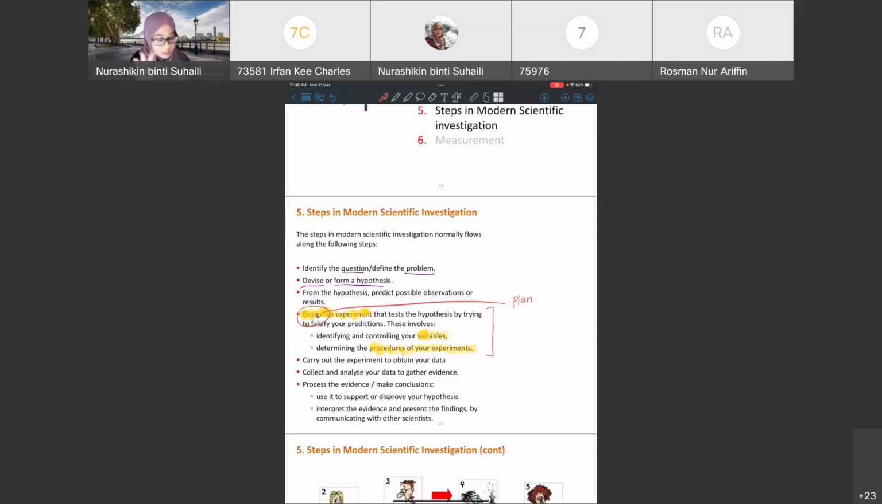Okay, bukannya you design ni bukannya macam you lukis ke apa, tak. Design means that you have to plan. You have to plan. Yeah? It's very important. Kenapa? Why you have to plan? Why you have to design? Because it will help you. It will save your time. It will save you lots of hassles in the lab.